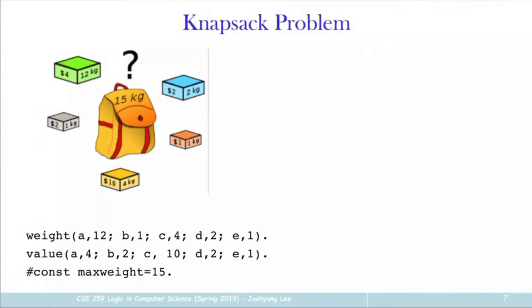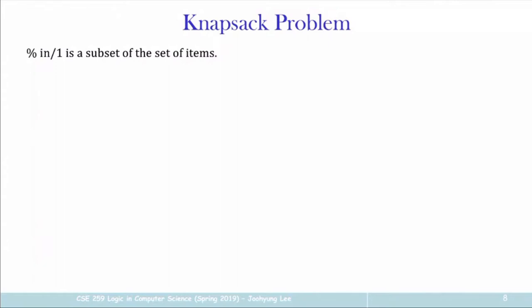How do we then tell Clingo to find the solution? So we have to write rules. And let's do this together. Okay? So in is a subset of the set of items. Again, we have subset relation, right? Okay, how do we write this rule? I intentionally use the in predicate because in many of the problems that we did for the subset, I used in as the name of that subset. Okay, so this is the rule that I write.